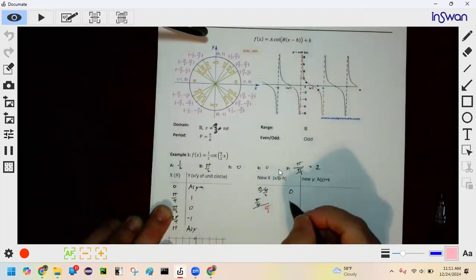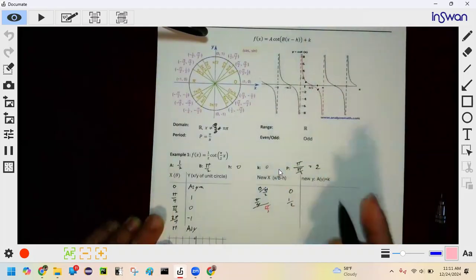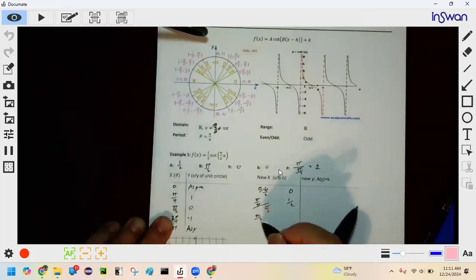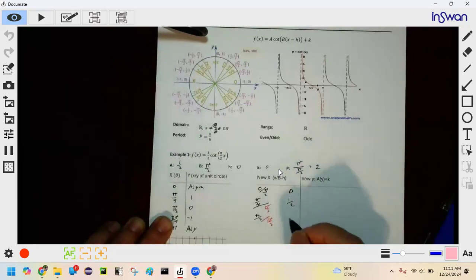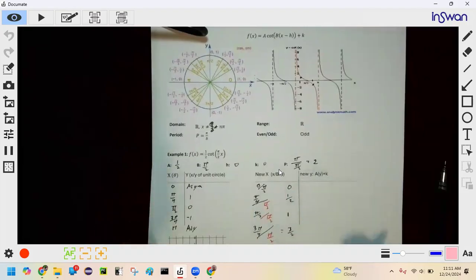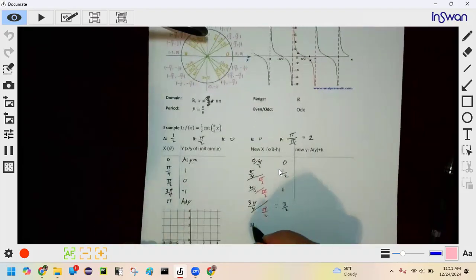That's being half. Pi over 2 divided by pi over 2, that's going to be a 1. 3 pi over 4 divided by pi over 2 rather, that's going to be 3 halves. And finally, we're going to have pi divided by pi over 2. That's going to be a 2.